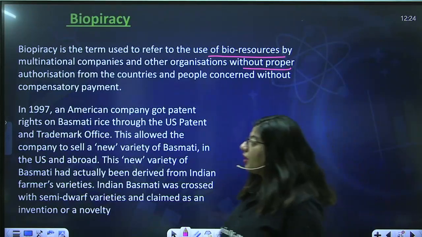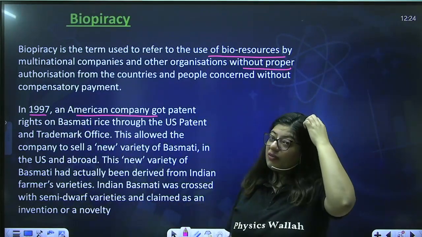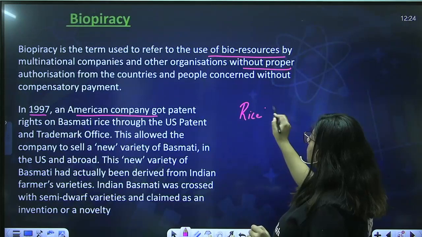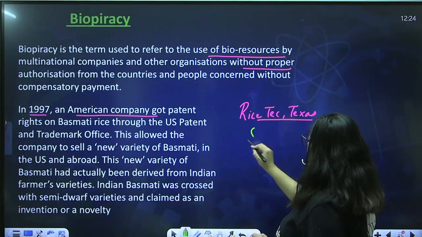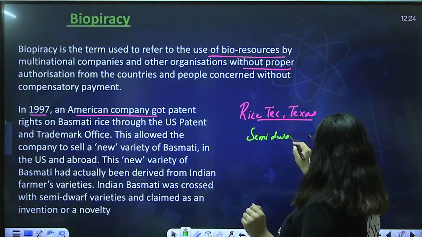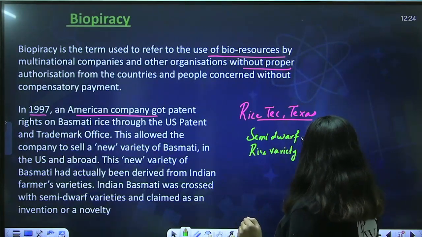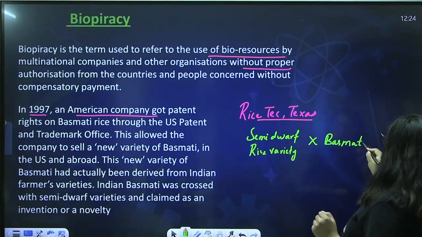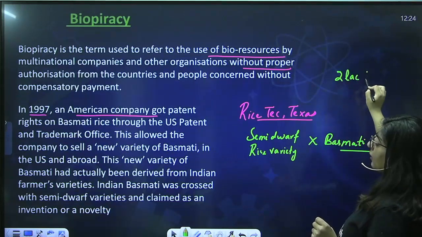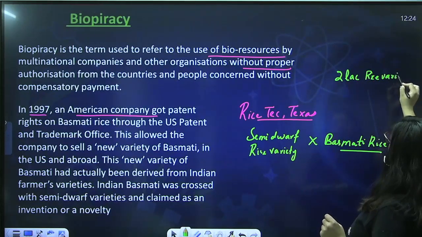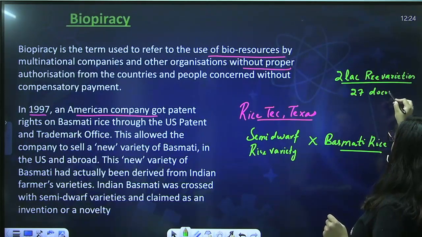Such kind of a crime was done in 1997 when an American company known as Rice Tech, the name of the company was Rice Tech. This was a company in Texas. What they did, they took their semi-dwarf variety, which was their rice, and they crossed it with our basmati rice. Everyone in the world knows basmati belongs to India. In India, we have around 2 lakh rice varieties. More than 2 lakh, out of which 27 are documented basmati.